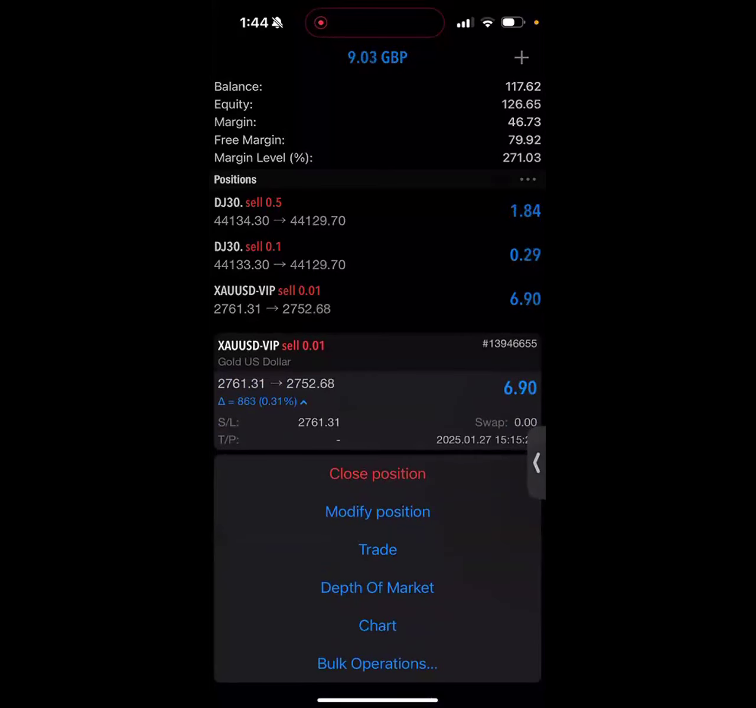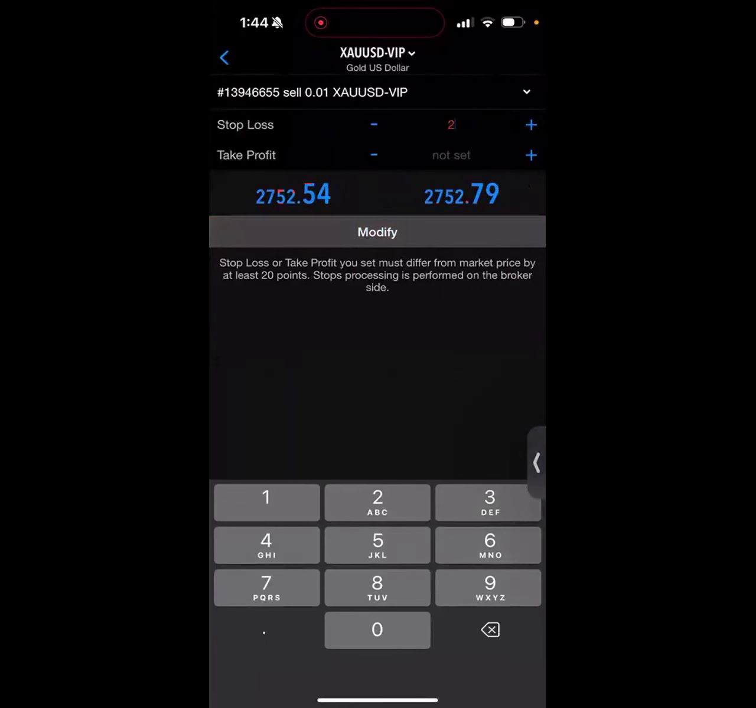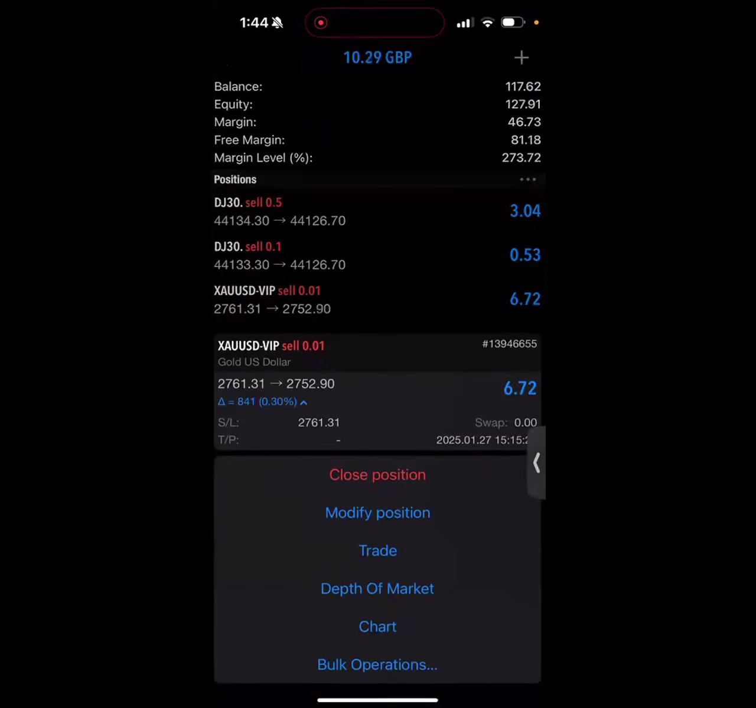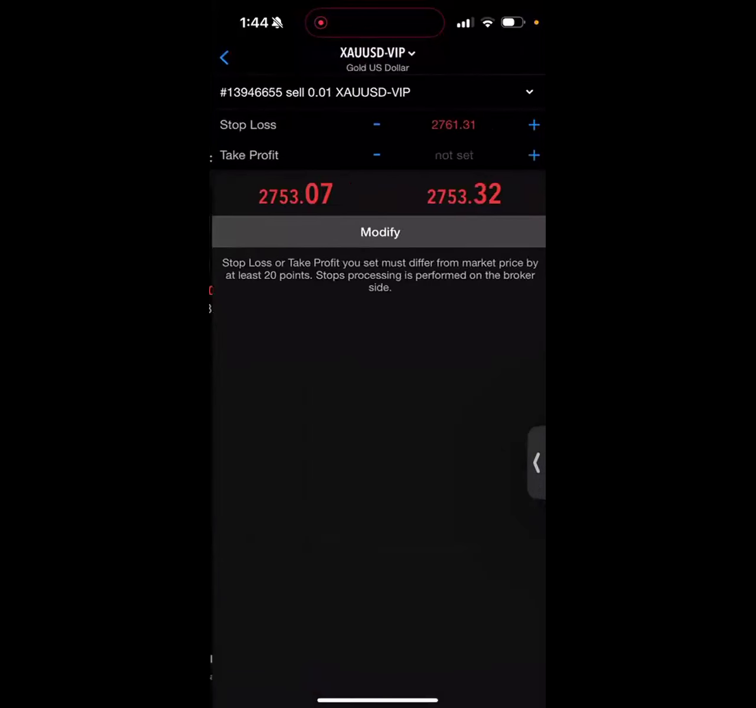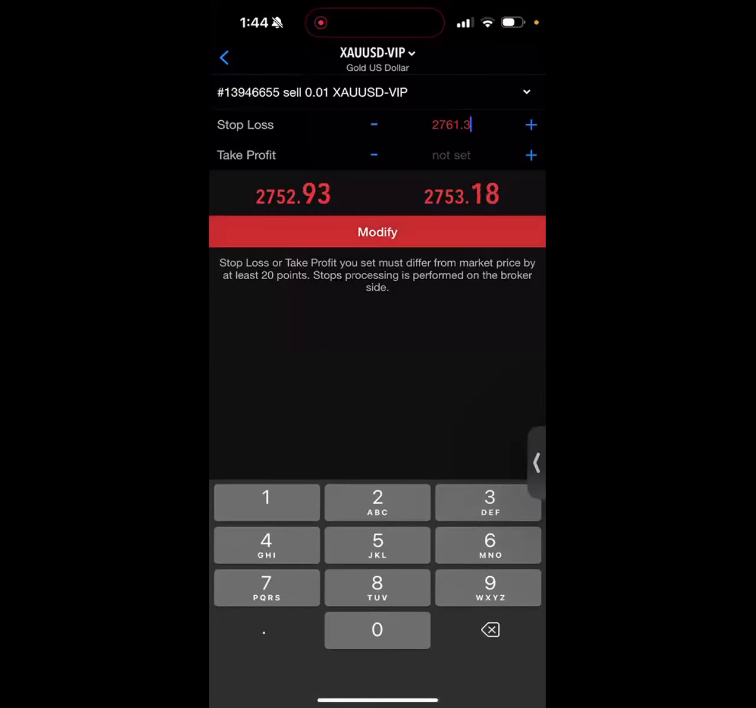I'll click on modify position now. Let's say I had a previous SL here. We've already break even with this trade before. So let's say I had a SL here, I'll just move it to what? 2761.31. Okay. So let's say I've not break even before, I'll just type it 2761.31.